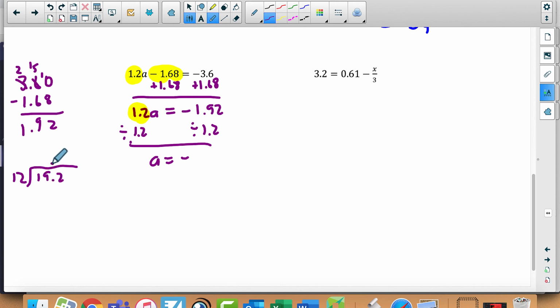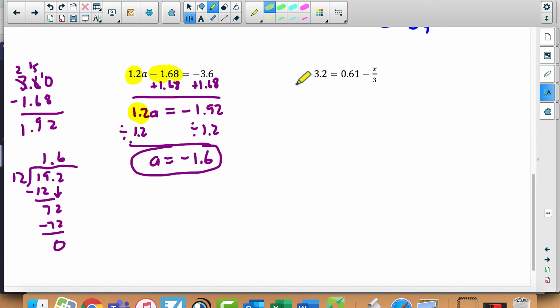Decimal moves straight up. How many times does 12 go into 19? Once. 1 times 12 is 12. Subtract. 19 minus 12 is 7. Bring down the 2. How many times does 12 go into 72? 6 times. And it works out perfectly. So there's our answer, -1.6. Of course you can use a calculator, but, you know, just kind of remind you of the skills we've already learned in this class.